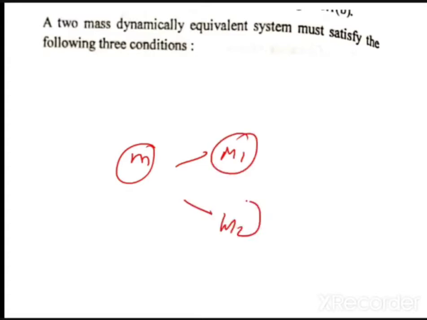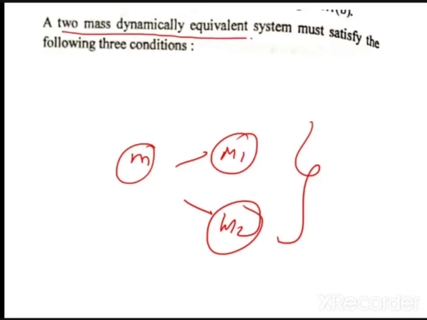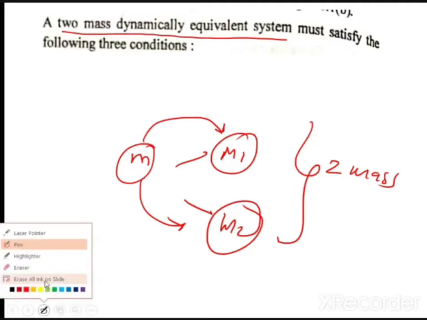A two-mass dynamically equivalent system must satisfy the following three conditions. If you want to replace your mass m with m1 and m2, it is called a two-mass system because I am replacing this mass m by two masses m1 and m2. You will call it a dynamically equivalent system only when you satisfy the three conditions. So guys, let's understand what the three conditions are.